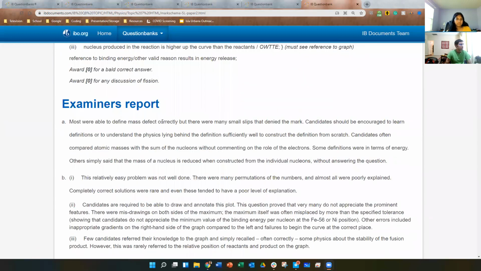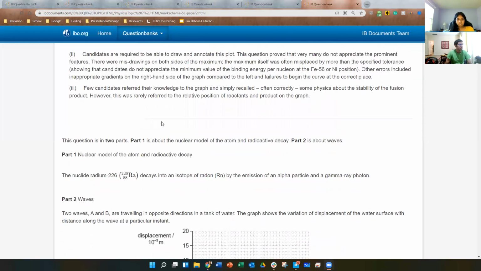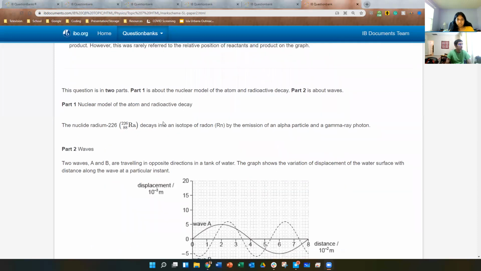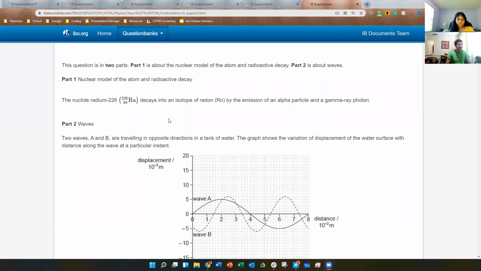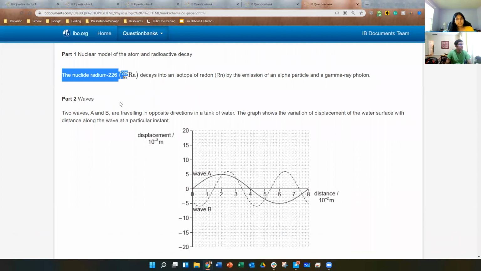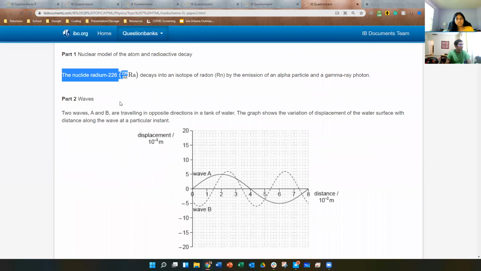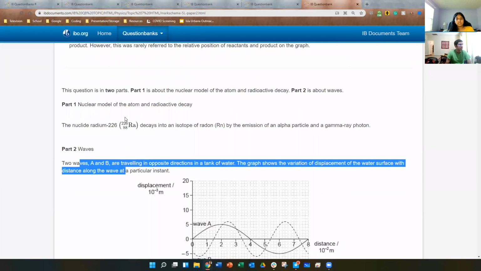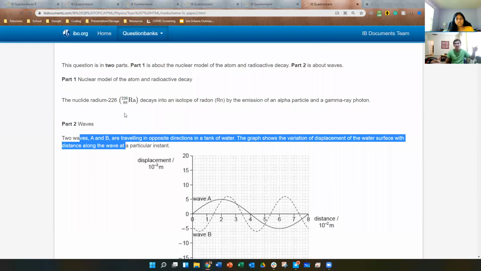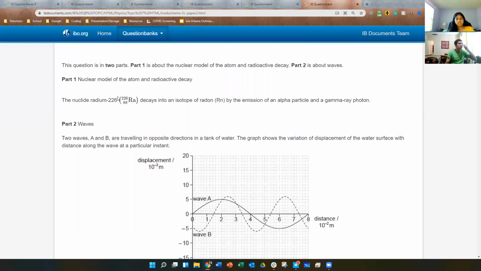Did we do this one yet? No. Waves, yes. So this is the nuclear model of the atom. The nuclide question. Why is part 2 inside it? I think it's because they took the whole thing. So we just need to do part 1.